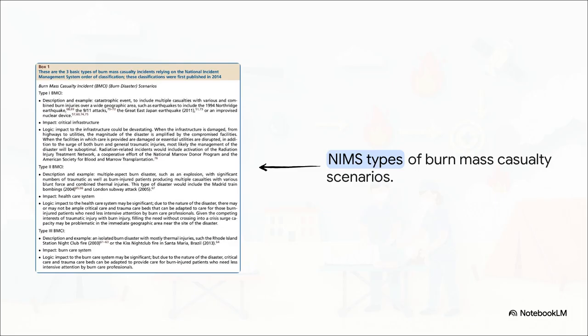So, moving from the medical side over to the logistical impact, the National Incident Management System, or NIMS, actually categorizes these disasters by what they destroy. Type 1 is the big one, the most devastating. It wipes out critical infrastructure, think highways, utilities, which makes the response incredibly difficult. We're talking massive earthquakes or improvised nuclear devices here. Then there's Type 2, which overwhelms the healthcare system itself, like a major explosion that produces hundreds of trauma and burn patients all at once. And Type 3 primarily impacts the specialized burn care system. Imagine an isolated nightclub fire where the injuries are mostly thermal. It might not destroy the roads, but there are still enough patients to completely exhaust those local burn beds.